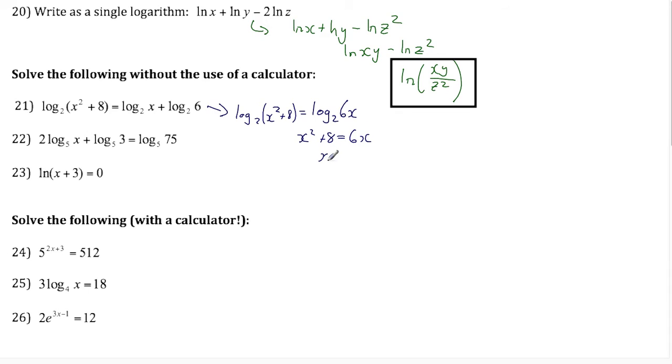I can subtract, so I get x squared minus 6x plus 8 equals 0. I can factor this to be x minus 2, x minus 4 equals 0. So I get x equals 2, x equals 4. And yep, that should all work out. So that is my answer.